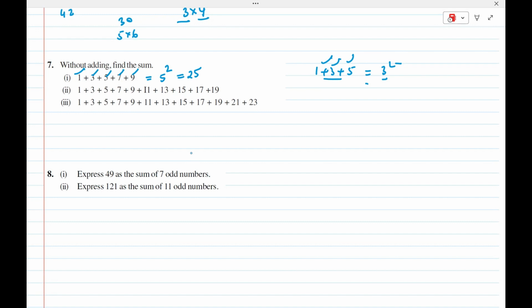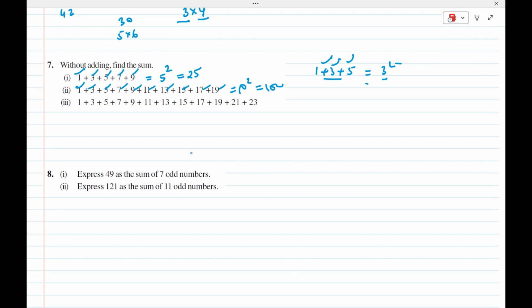Next one, here also can you see these are consecutive odd numbers, but how many? We just need to count: 1, 2, 3, 4, 5, 6, 7, 8, 9, 10. So 10 square is 100. It's very simple. You can just revise the property and solve it.